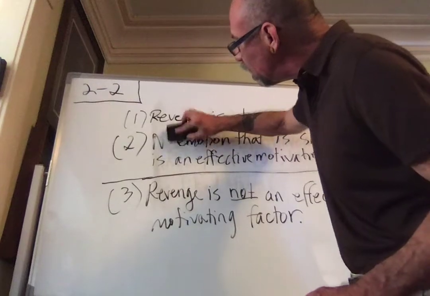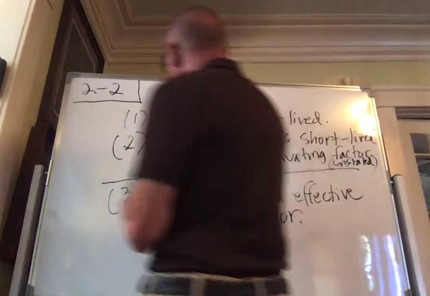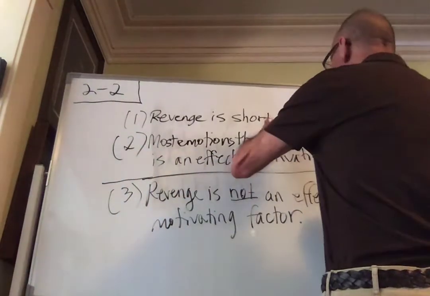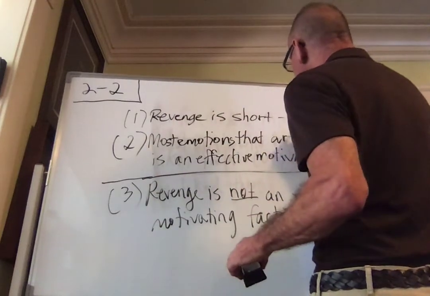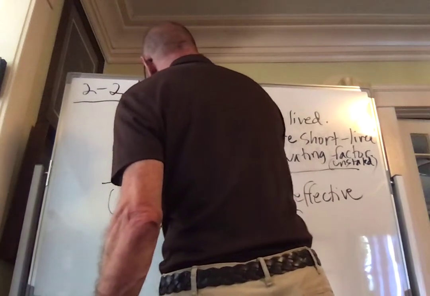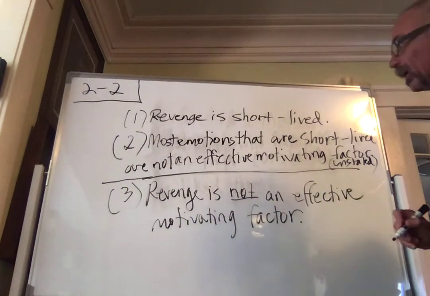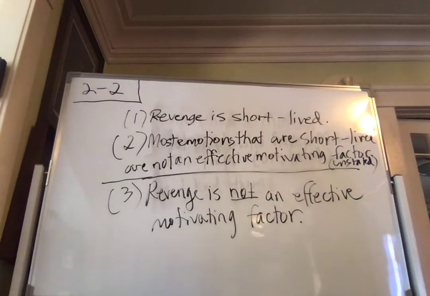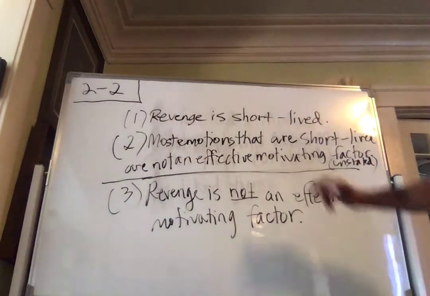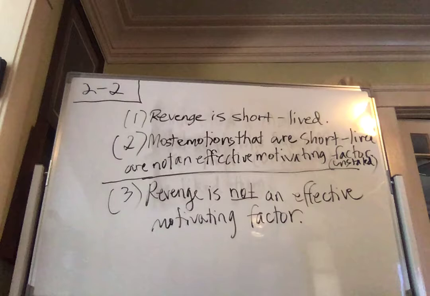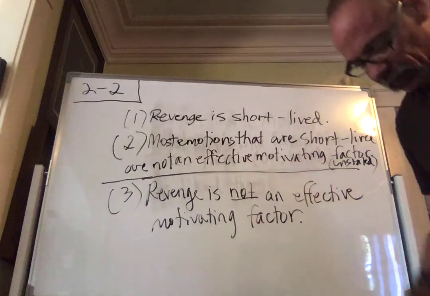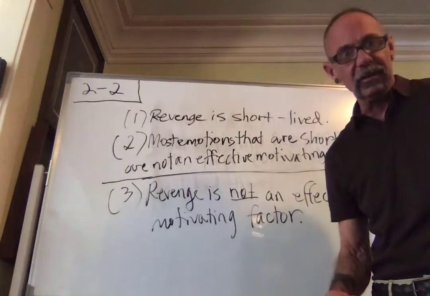So what we could say is that most emotions that are short-lived are not an effective motivating factor. Now, if 1 and 2 are true, it would be possible for 3 to be false, but it's very unlikely. And that tells us that 2, the way we have it now, is a correct interpretation of the unstated premise of these arguers, assuming that the argument is inductive.